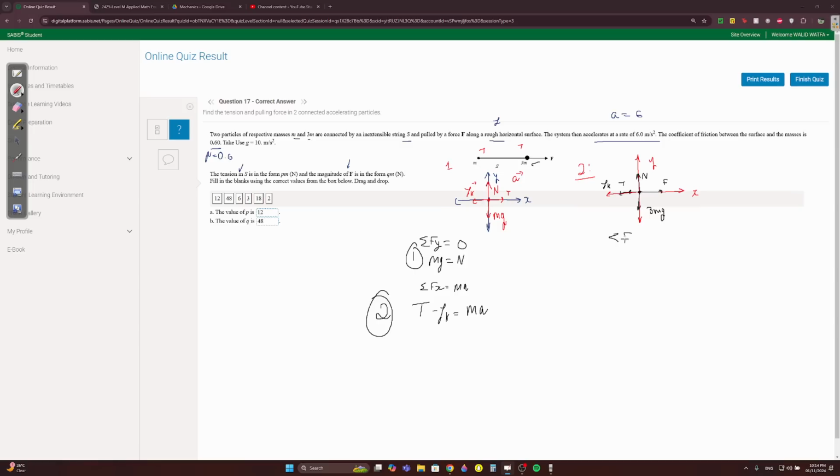Here, sigma Fy is equal to 0 too, because it's not jumping up and down. N is equal to 3mg. That means, now, this is my third equation. Then, sigma Fx, are we accelerating? Yes.